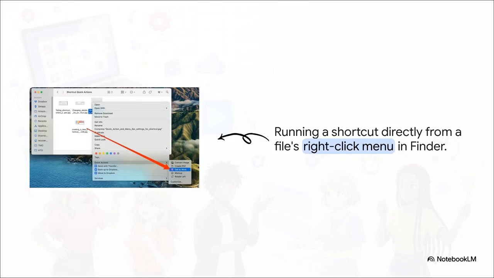For instance, you can simply right-click a screenshot directly in Finder. Go down to your Quick Actions menu and trigger a shortcut to automatically resize, compress, and rename that image. You don't even have to open a photo editing app. The operating system just does the heavy lifting for you instantly.